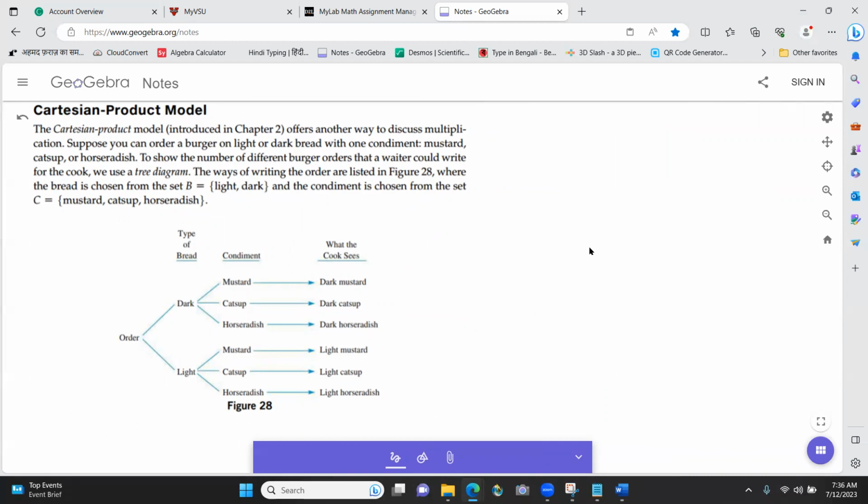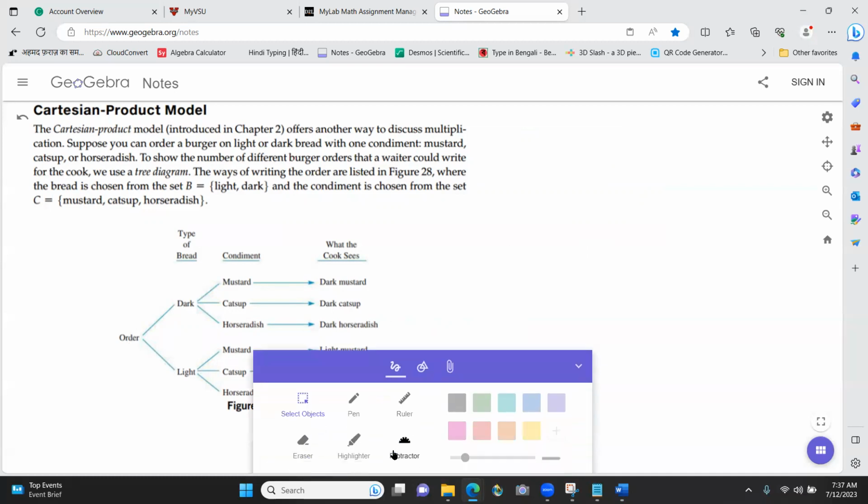Okay, so you have a burger. You can choose dark or light, whatever bread you want. And you get to choose, you have three choices for the condiments. You can either put ketchup, mustard, or horseradish. How many different burgers can you get? With dark, you're going to get dark with mustard, dark with ketchup, dark with horseradish. And your light bread can be paired up with the same three condiments. So you still have six choices.